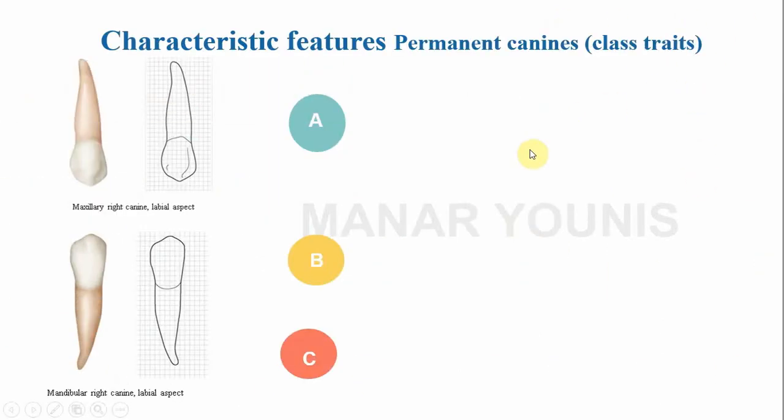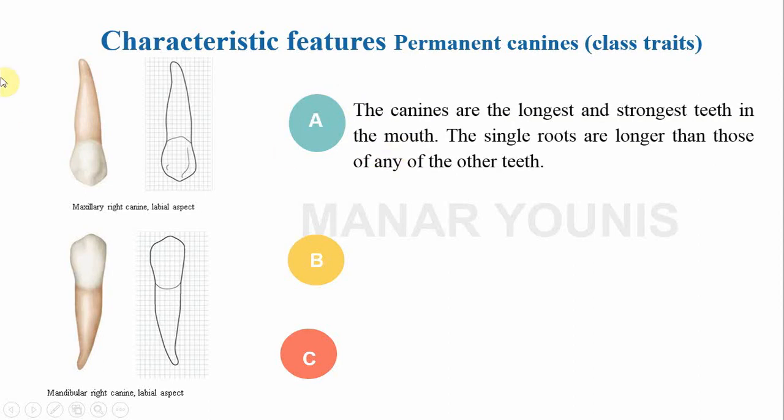The characteristic features of permanent canines, or as we call it, class traits for the permanent canines. First, the canines, maxillary and mandibular, are considered the longest teeth in the dental arches. They are the longest and strongest teeth. Their single roots are longer than those of any other teeth in the mouth. Especially the root of the maxillary canine is considered the longest of all other teeth in the dental arches.